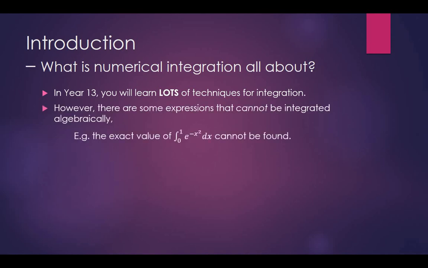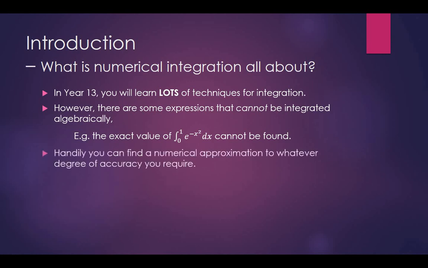But there are some expressions that you can never learn any techniques to integrate algebraically. And this is one example, e to the negative x squared. So we can never find the exact value of the definite integral from 0 to 1 of e to the minus x squared, which is a bit annoying. Luckily, we have got different techniques for dealing with this situation.